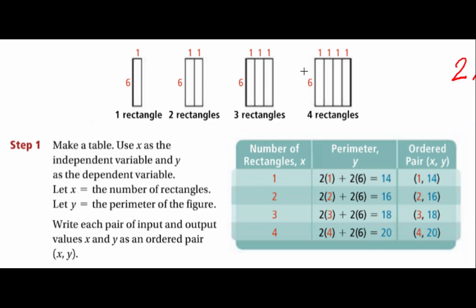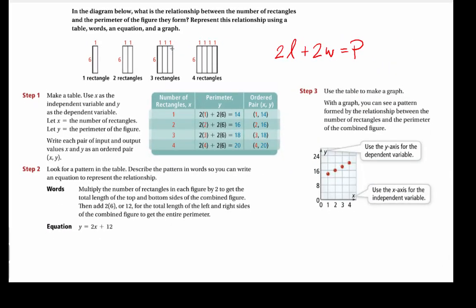So you can see here, in every perimeter we have, we're always going to have 2 sides of 6. And then however many rectangles we have, we're going to have that many 1s times 2. Okay, so that's the pattern that's developing here. So if we look at our table, the pattern in the table, describe the pattern in words so you can write an equation to represent the relationship.